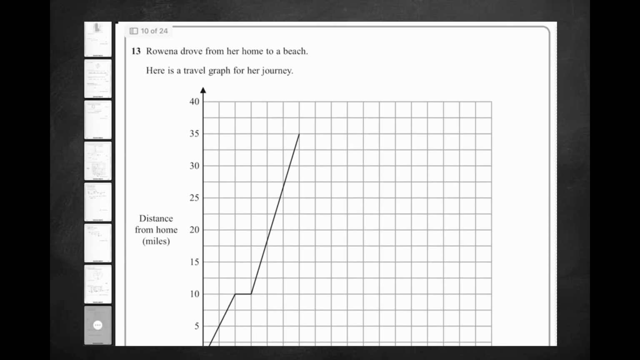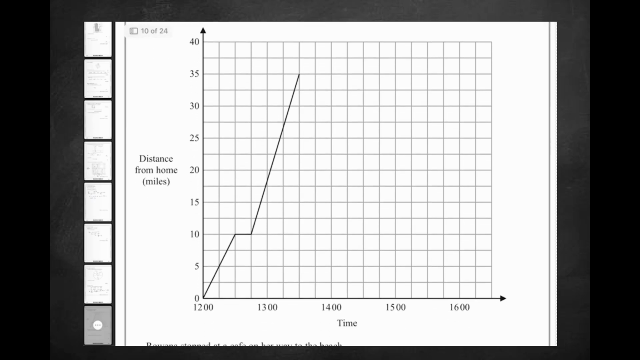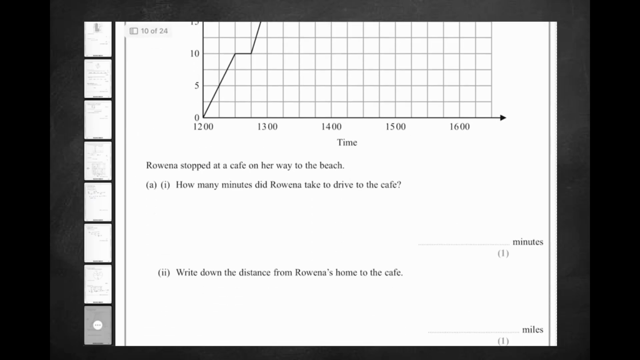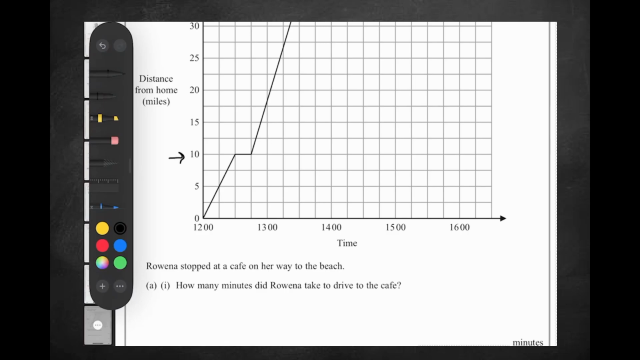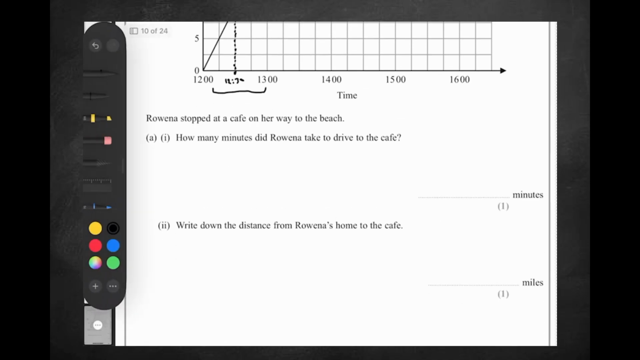Question 13. Rowena drove from her home to a beach. Here is a travel graph for her journey. Rowena stopped at a cafe on her way to the beach. How many minutes did Rowena take to drive to the cafe? So where the travel graph stops will be when she stopped at the cafe. As you can see, it's 4 squares per hour, so 15 minutes per square. So that will be 12:30, so it took her 30 minutes to drive to the cafe.